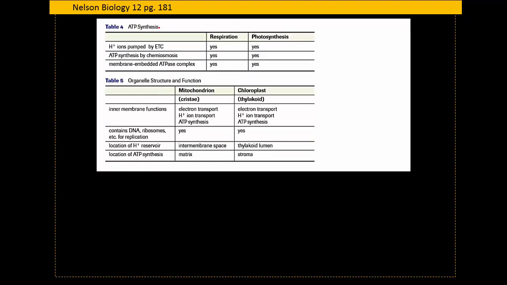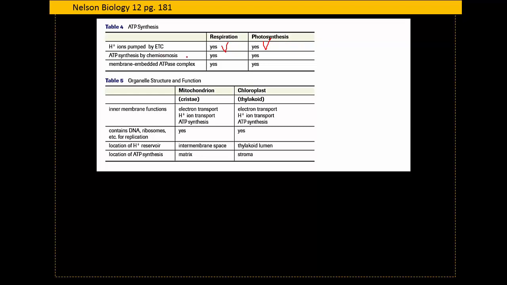Table 4, ATP synthesis. Hydrogen ions are pumped by the ETC or ETS, electron transport chain, electron transport system. There is one of these or multiples of these in cellular respiration. So yes, hydrogen ions are pumped. Hydrogen ions are pumped here as well.